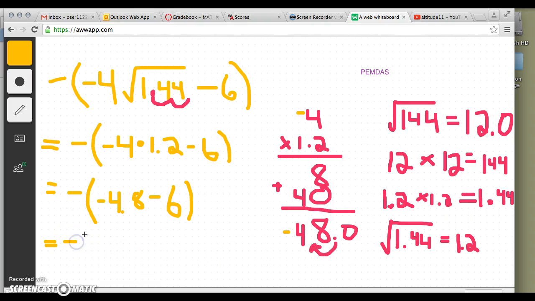So we have negative parentheses, negative 10.8. All right, and basically, guys, this negative out front here can just be thought of as a -1. So we have a -1 times negative 10.8. And a negative times a negative is always a positive, and anything times 1 is just itself.